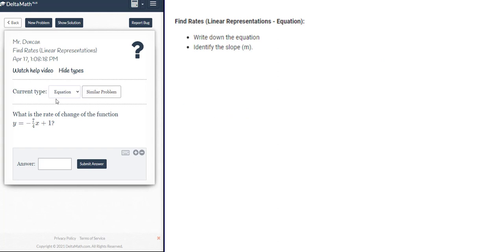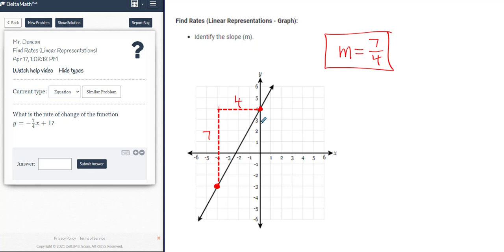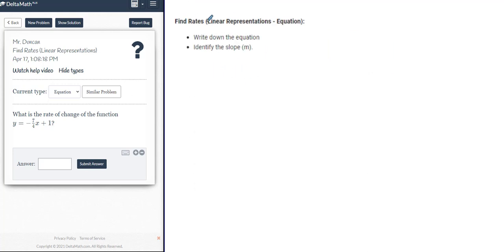At this point, I've gone on to the next question, which is dealing with equations. If you would prefer to just pause the video and do all the equations that look like this when you're given the graph, I think that's the first 4 questions, go for it. And then come back to the video, or you can watch the video now. So, finding rates, linear representations, where I'm going to give you a couple examples for equations.